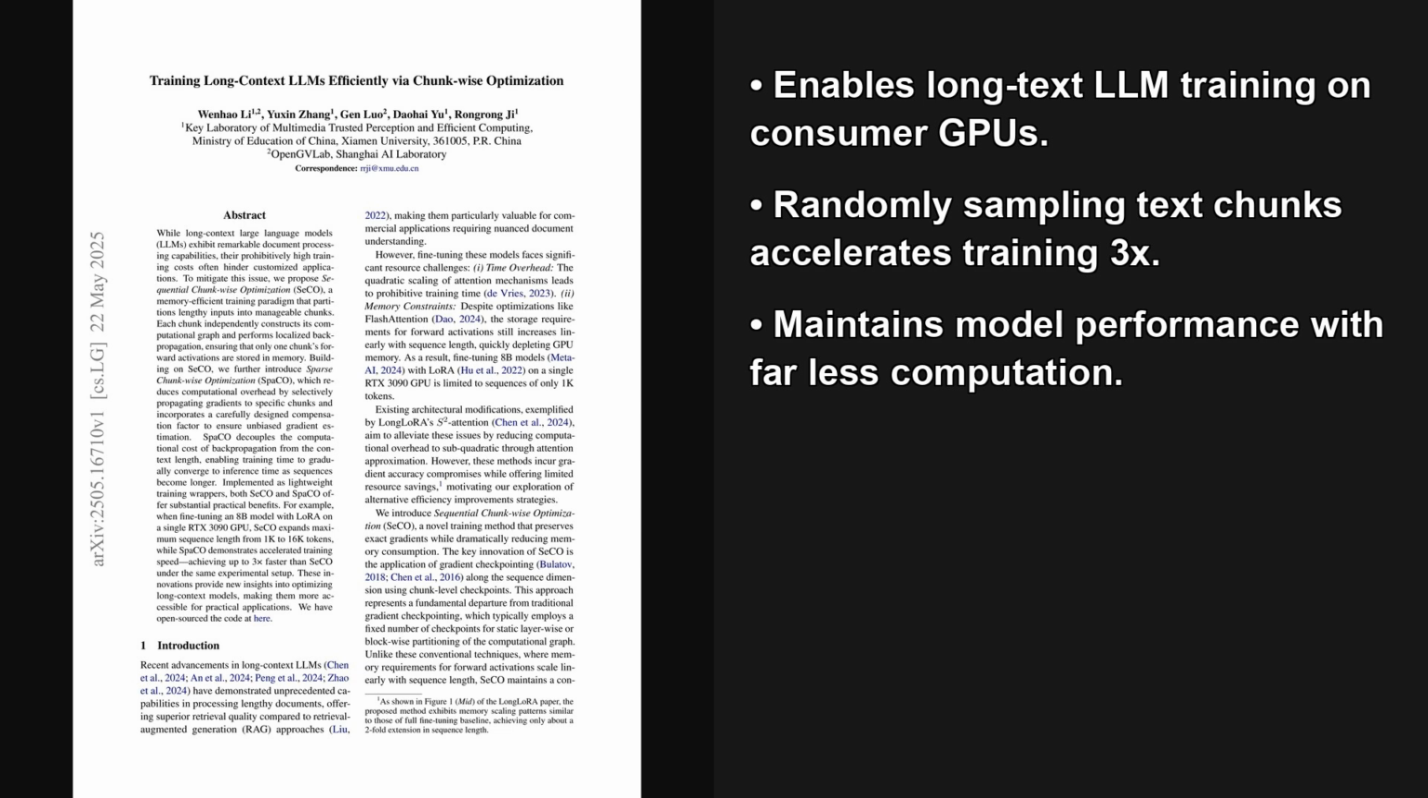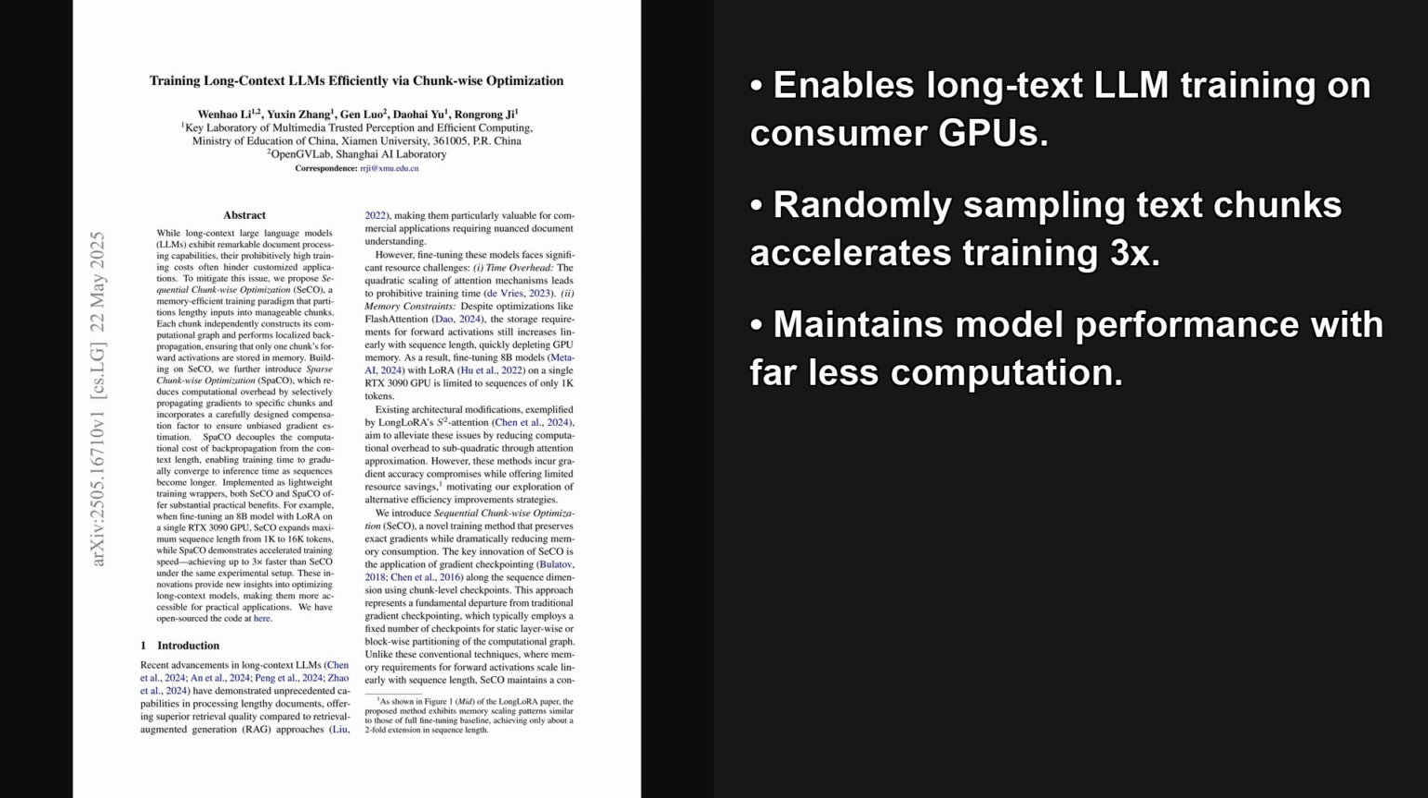Alright, today we're tackling a huge bottleneck in AI, the cost of training long context models. The paper is Training Long Context LLMs Efficiently via Chunkwise Optimization. So, the challenge with very long documents is that they require a massive amount of memory during training.